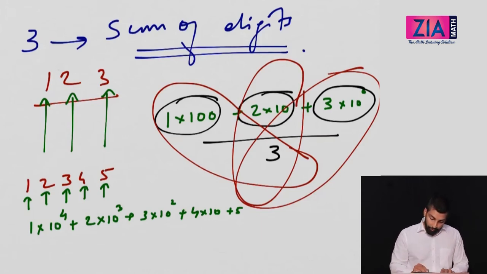Now in this, if you divide this 10 raised to 4 by 3, you get remainder 1. This 10 raised to 3 by 3, you get remainder 1.